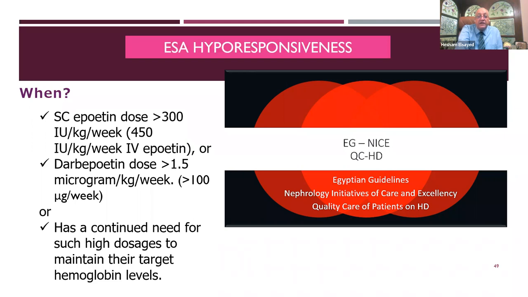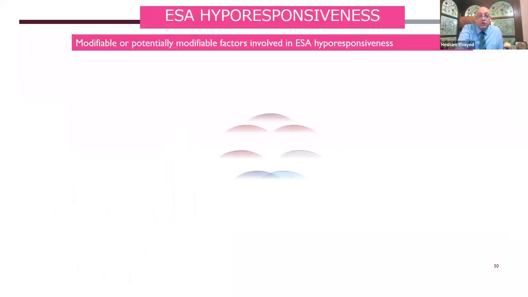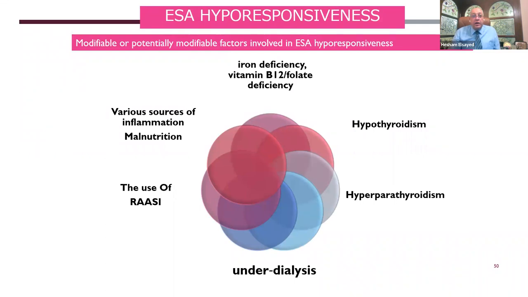Hyporesponsiveness, we defined in our guidelines, if the patient needs epoetin dose subcutaneously more than 300 international units per kg per week, or darbepoetin dose more than 1.5 microgram per kg per week. And also, we identified the possible and potentially modifiable factors involved in ESA hyporesponsiveness, including dialysis adequacy, inflammation, malnutrition, deficiencies of iron, vitamin B12, folate, hypothyroidism, hyperparathyroidism, and the use of ACE inhibitors.